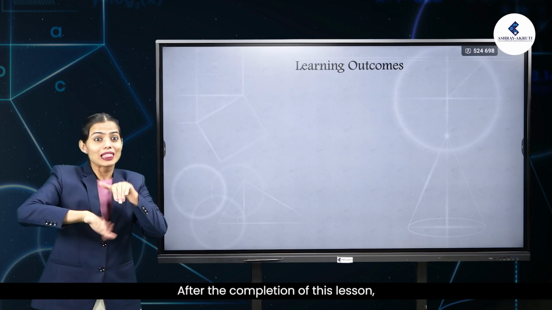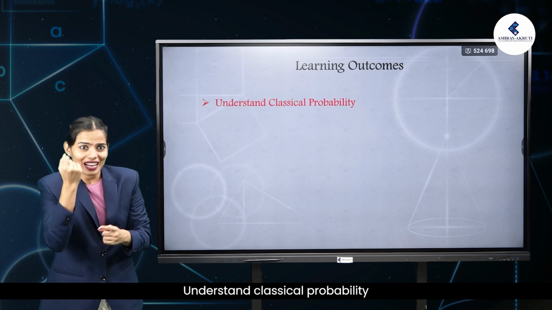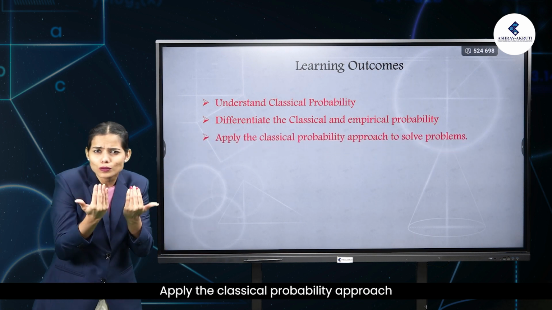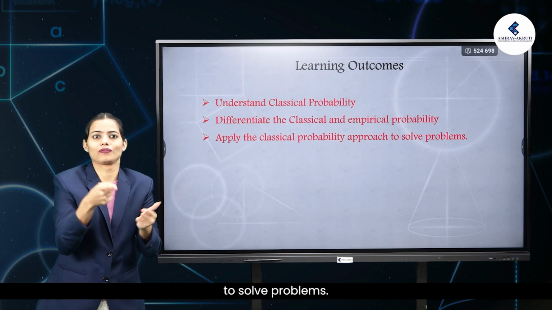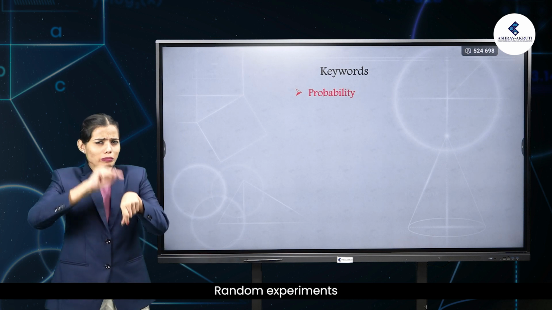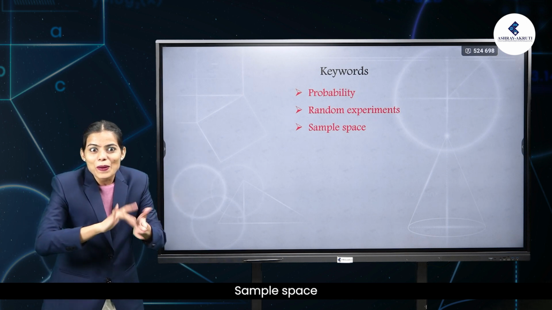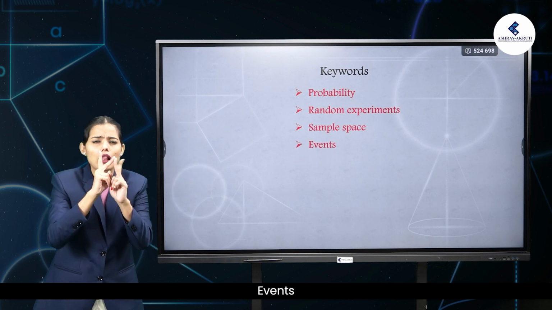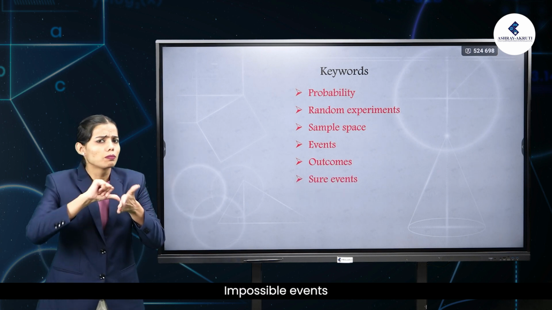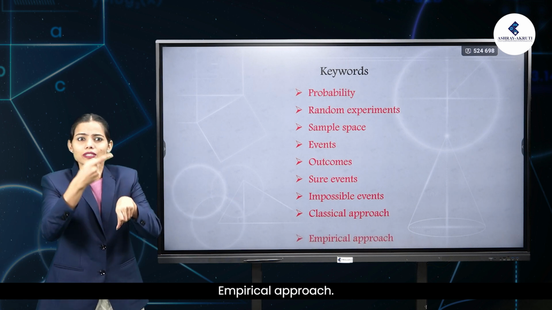Learning outcomes. After the completion of this lesson, you will be able to understand classical probability, differentiate the classical and empirical probability, and apply the classical probability approach to solve problems. Keywords: probability, random experiments, sample space, events, outcomes, sure events, impossible events, classical approach, empirical approach.